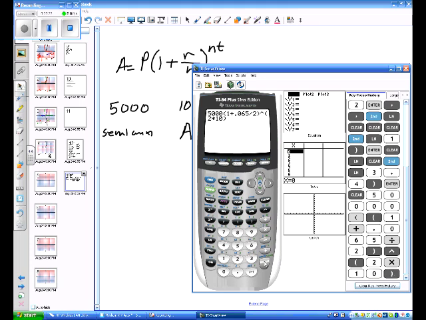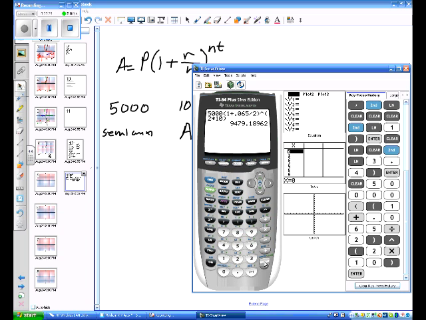And then press enter. So if we invested $5,000 at 6.5% interest compounded semi-annually for 10 years, then at the end of the 10 years, we would have $9,479.19. Now, since we invested $5,000, that would mean that $4,479.19 was how much interest we earned on that investment.